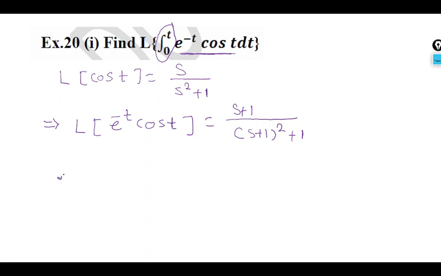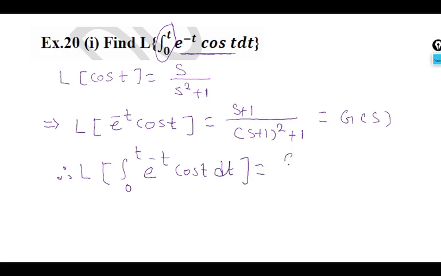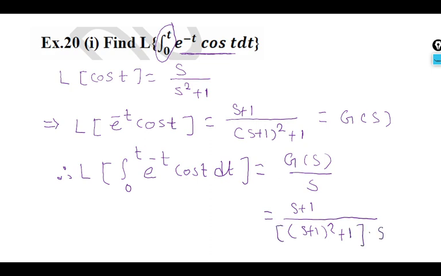And lastly, if this is now the new f of s, and this is f of s plus 1, you can denote it by some g of s also. And you say Laplace of integral 0 to t e raised to minus t cos t dt. Laplace of integral is just division by s. So whatever g of s we got, we divide that g of s by s. So g of s is actually s plus 1 divided by (s plus 1) whole square plus 1, and that divided by s I will write here. So this is the end of the question. That is the answer.